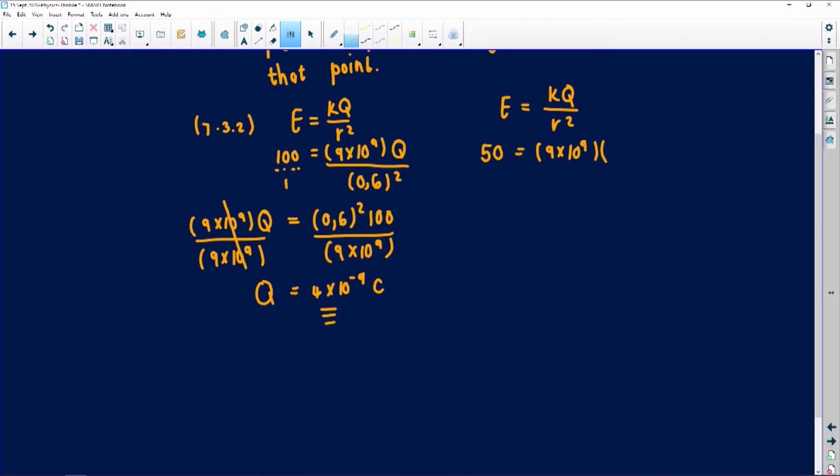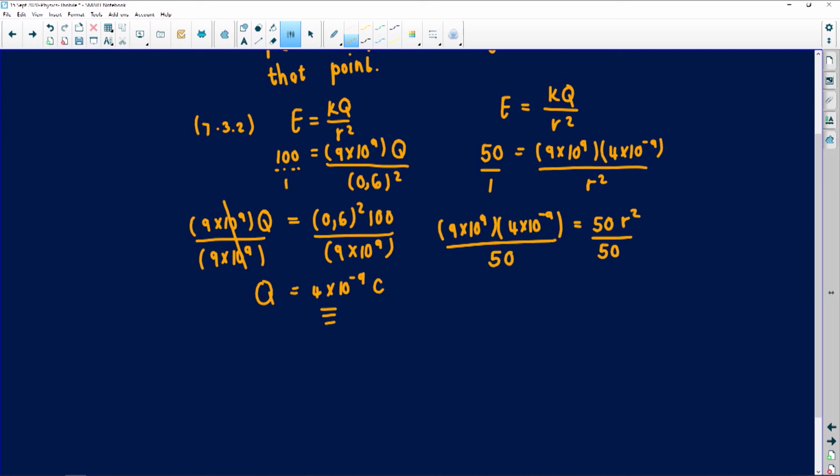So the charge that I just calculated was 4 times 10 to the negative 9. But now they want me to find my distance. Remember, mathematics, cross multiply. On this side, I'm going to have 9 times 10 to the exponent 9, my charge is 4 times 10 to the negative 9. On this side, I'm going to have 50, and I still have r squared. I want r squared by itself, so I divide both sides by 50. This side will cancel, and I'm going to have r squared.